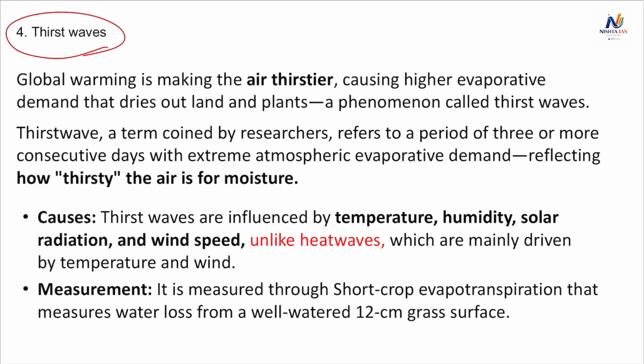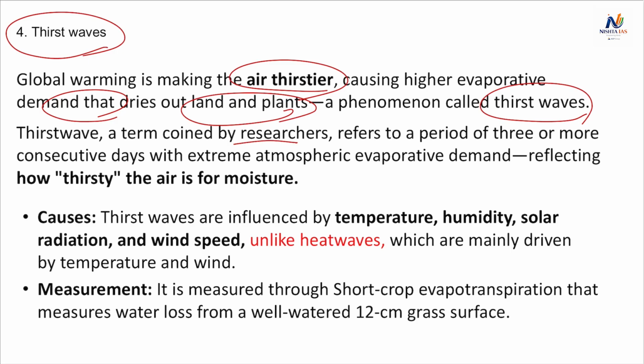Friends, what are these thirst waves? Global warming is making the air thirstier, and thereby causing higher evaporative demand that dries out the land and plants. That means whenever a dry wind comes, it draws the moisture from all around, and hence that is called a thirst wave, or a thirst wave of air. It is not a wave of ocean, it is a wave of air.